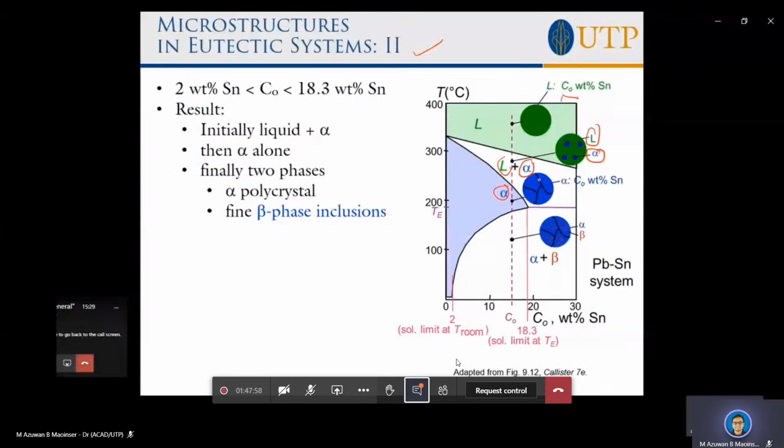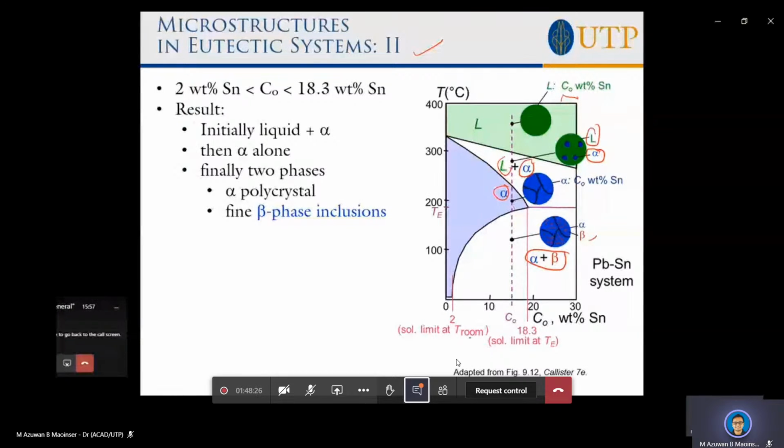Now, because you already have a solid over here, when you reduce your temperature and suddenly you masuk pula into the region of alpha and beta, what happened? You're gonna have beta precipitates coming out from your alpha. So you got this red thing lah to show that these are the beta. That's how it happens. Okay. So this is the microstructure development at this point.